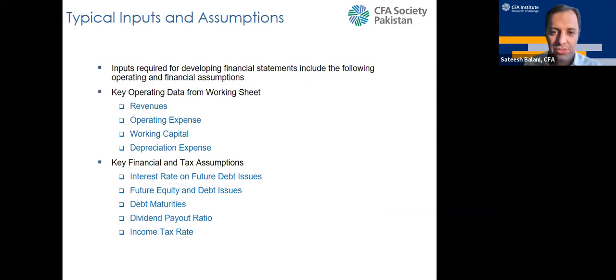There are typical inputs that you would need whenever you are making a financial model. You get the data from the worksheet: revenues, OPEX. Working capital is important. Working capital gives you a clue on how the company is doing and how its future working capital needs would operate. So if I am new in the business, I will need to inject money in working capital. I'll give you a brief example.